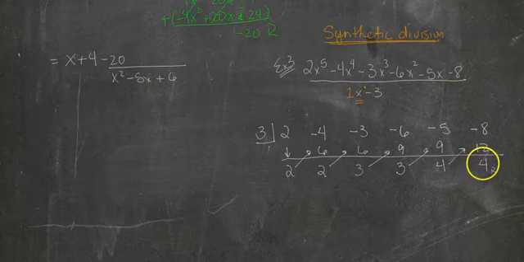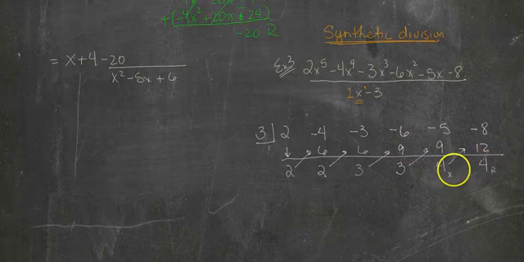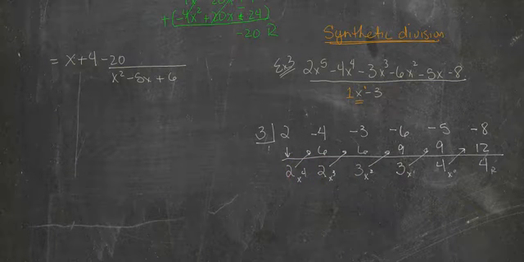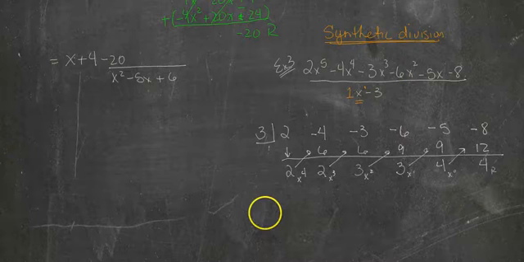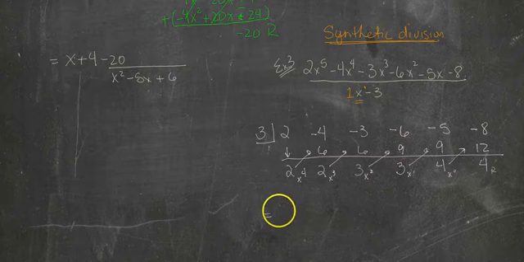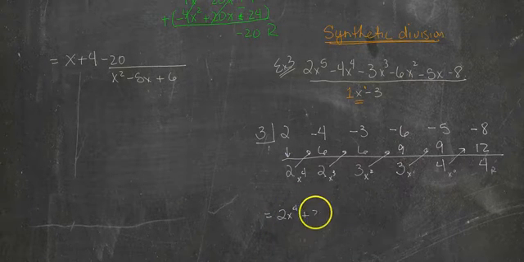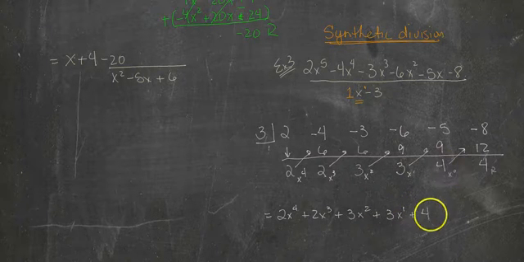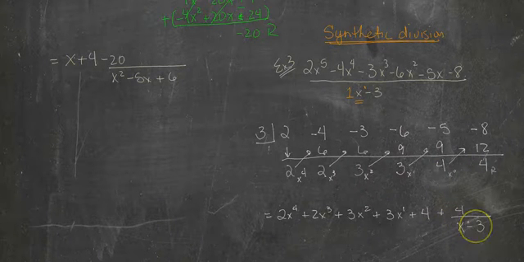We love it when we get a remainder of 0 because it means that we're dealing with factors, but we didn't. We got a remainder. This is your x to the 0 power, x to the first power, x to the second power, x cubed, and x to the 4th power. So the answer in this case is 2x to the 4th plus 2x cubed plus 3x squared plus 3x to the first power plus 4x to the 0 power, which is just 4, plus 4 that still needs to be divided by x minus 3.